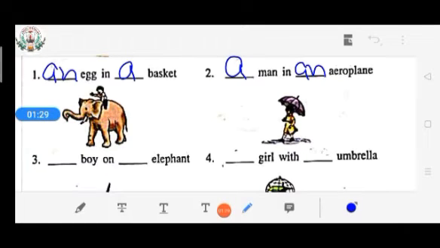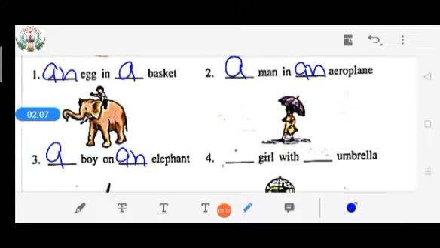Third picture, children. Dash boy on dash elephant. B is a consonant letter. So, we will put a boy on an elephant. In elephant, the first letter is E. E is a vowel. So, we use an elephant.